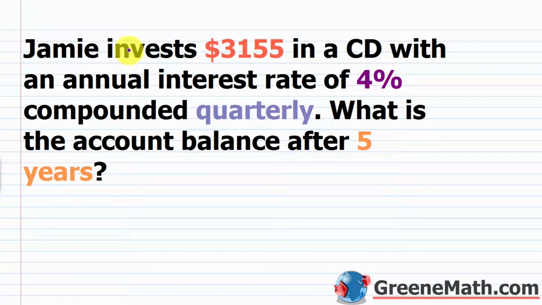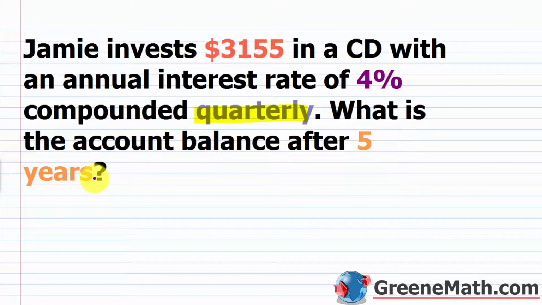So we have Jamie invests $3,155 in a CD, which is a certificate of deposit, with an annual interest rate of 4% compounded quarterly. Let me go ahead and highlight that. It's quarterly, so 4 times a year. What is the account balance after 5 years?